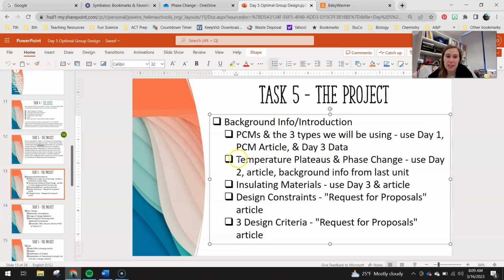Okay. Next background information is some kind of talk. Remember, this is a phase change internship. This is kind of curtailing off of our last unit on phase change. So you definitely want to show me some understanding of what phase change is and how it applies to this project. Okay, and that again ties in with this concept of temperature plateaus.